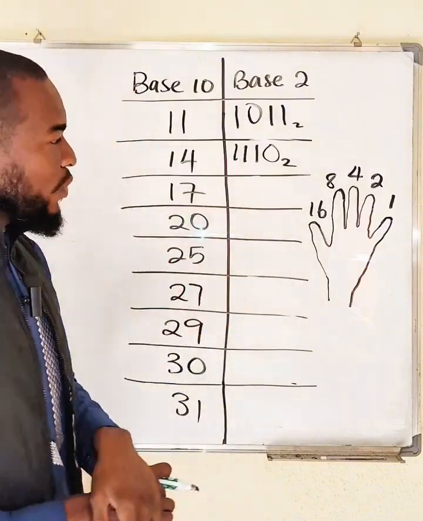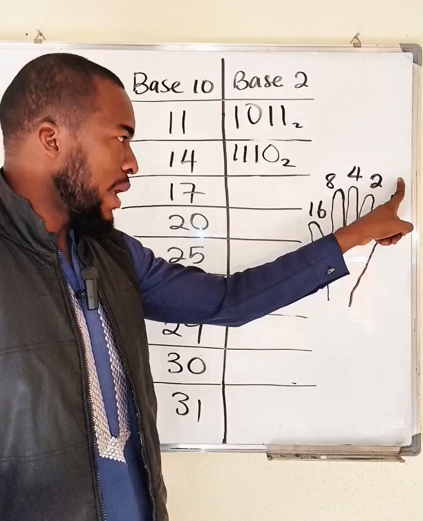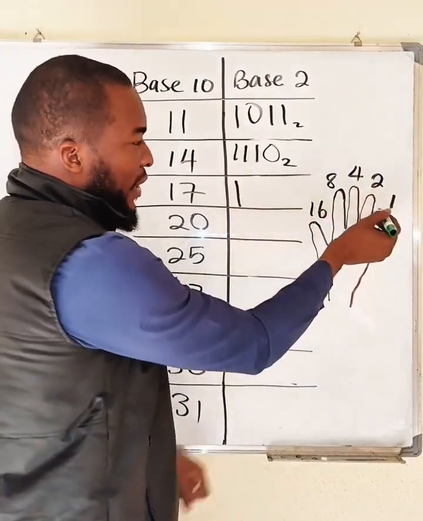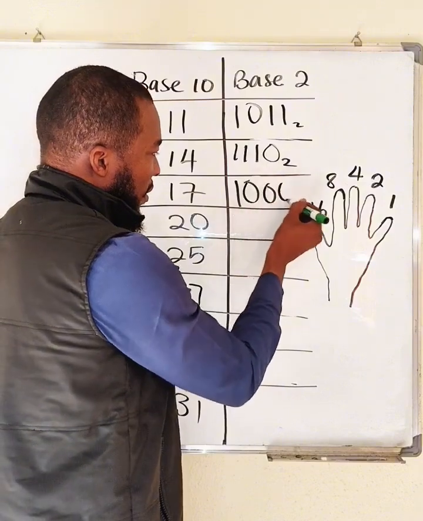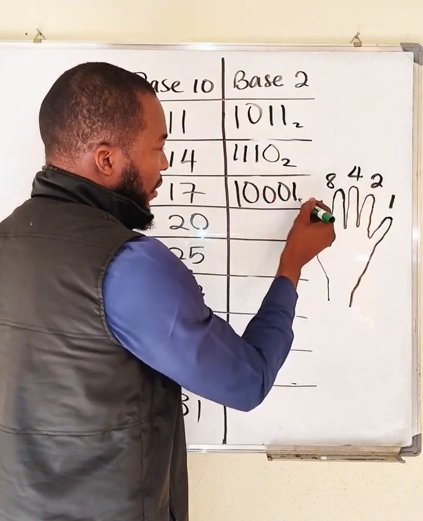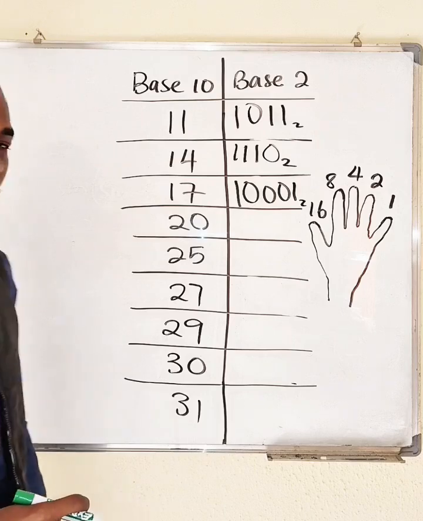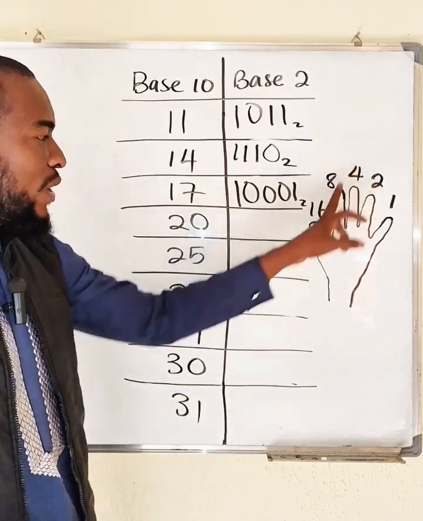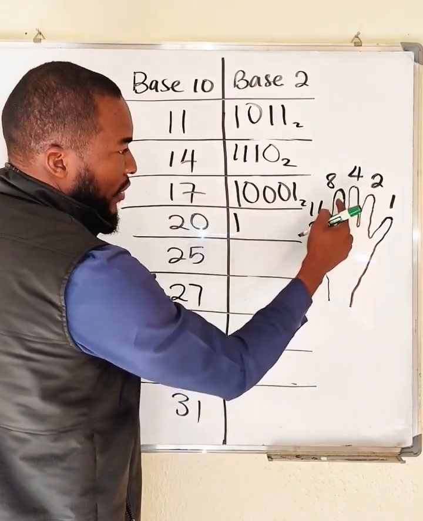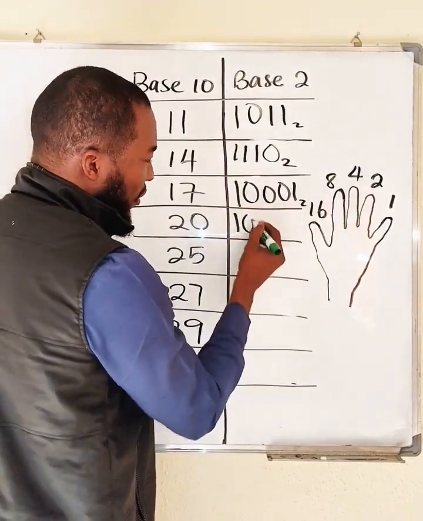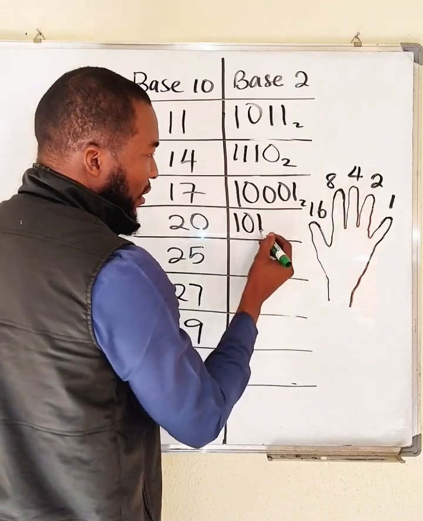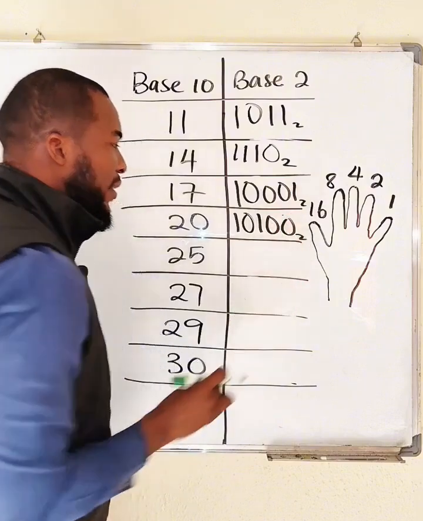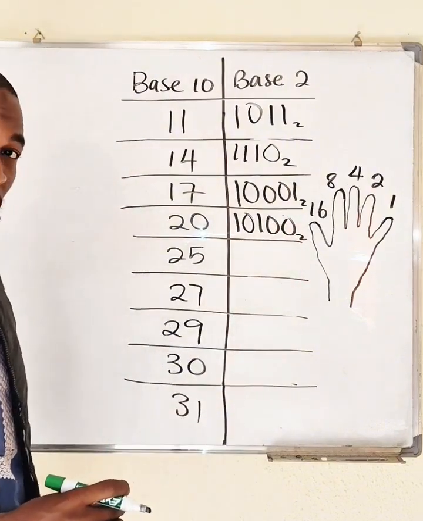Then 17, where can we get 17? We have 16 and 1. That is equivalent to 17. So this will be 1. The three fingers are folded fingers, right? Then the last one. So we have 1, 0, 0, 0, 1 in base 2. Then 20, 16 and 4 is 20. So the first finger, the second one is folded. This one is standing. These two are folded fingers. So we have 1, 0, 1, 0, 0 in base 2.